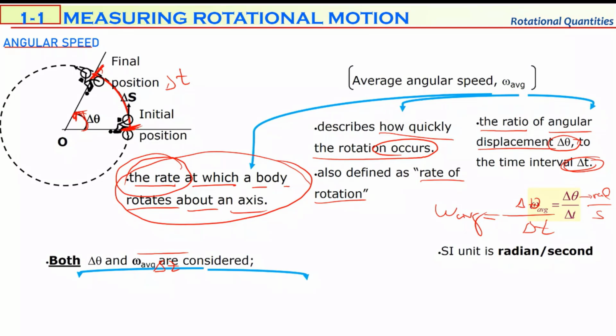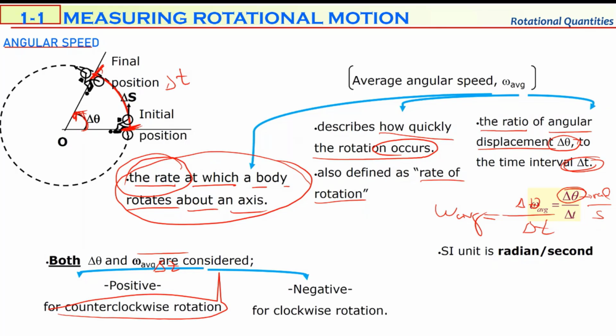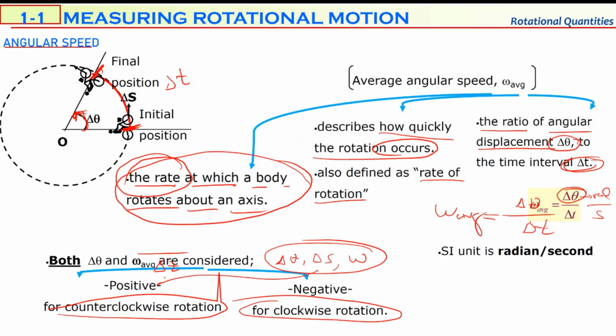And because delta theta can be positive and negative depending on whether rotation is clockwise or counterclockwise, angular speed can also be considered positive and negative. Angular speed is positive for counterclockwise rotation, and negative for clockwise rotation, just as delta theta and delta s. So delta s, delta theta, and omega, all three of them are positive if rotation is counterclockwise, negative if rotation is clockwise.